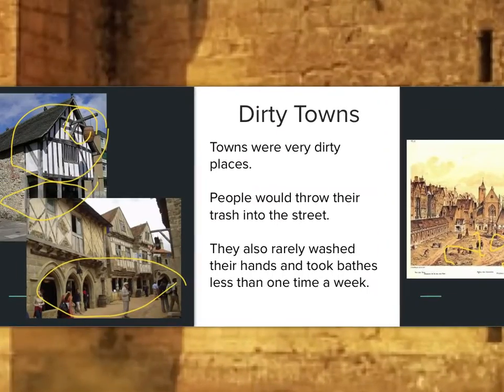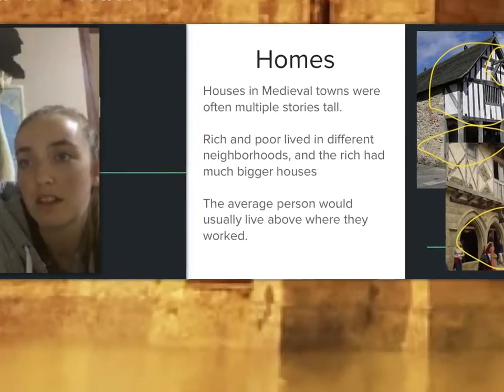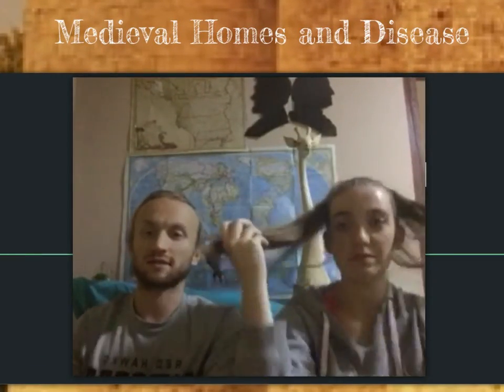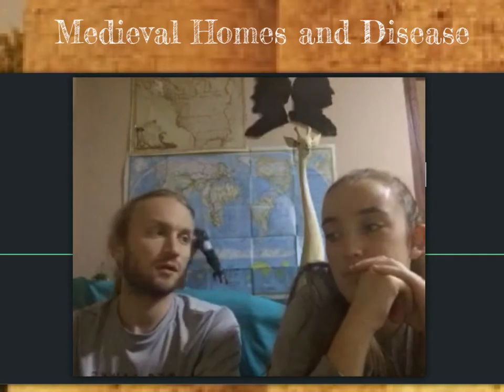Were the rich more likely to live? Usually it was pretty equal actually. Rich and poor died pretty equally, because they all lived in kind of the same areas, close to each other. So yeah, this brings us to medieval homes and diseases.